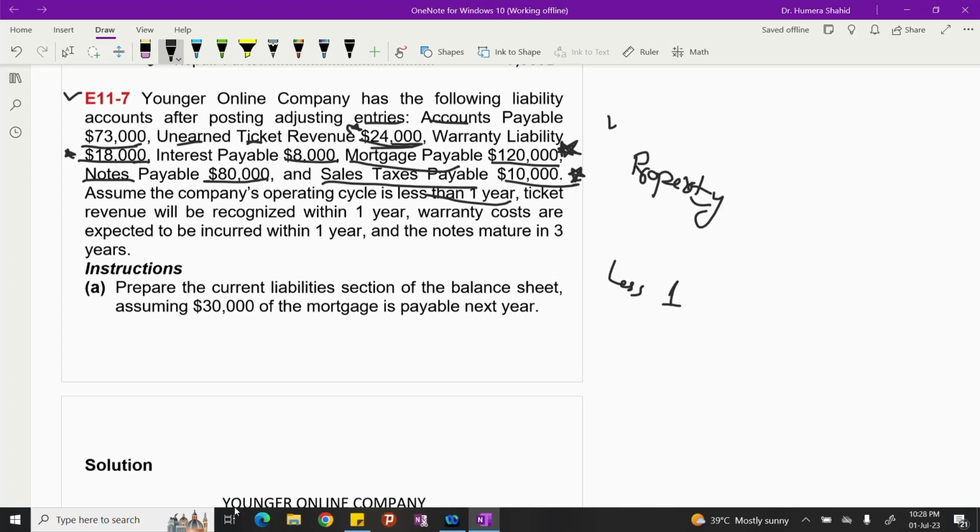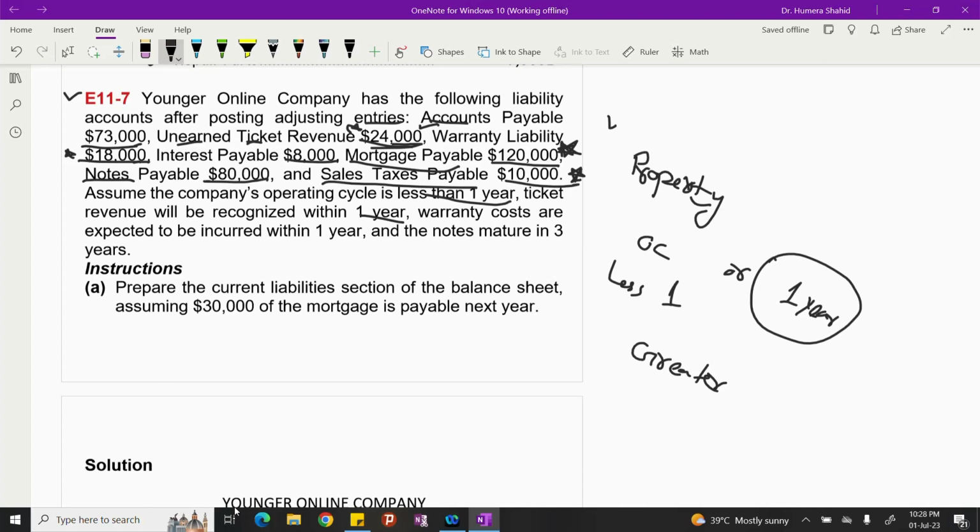So what was the definition of current liability? Operating cycle or 1 year, whichever is greater. So in this question, the life of the current liability should be 1 year because the operating cycle is less than 1 year. So which is greater? 1 year is greater, right? Ticket revenue will be recognized within 1 year. So problem solved for the unearned ticket revenue.